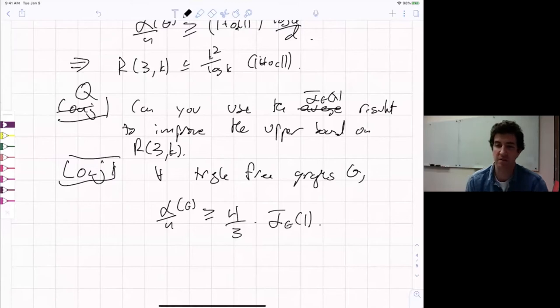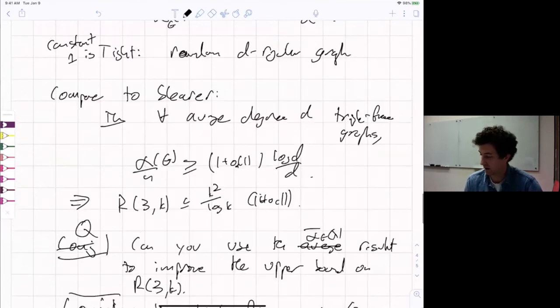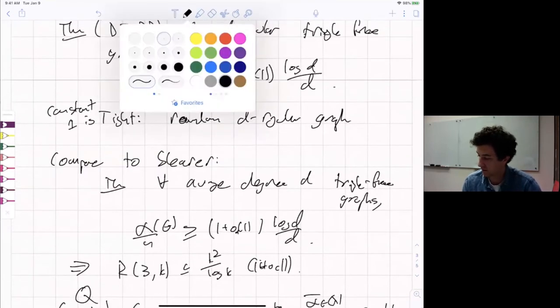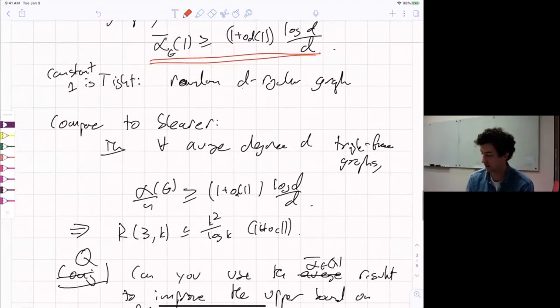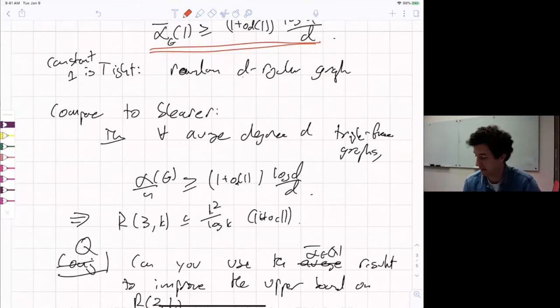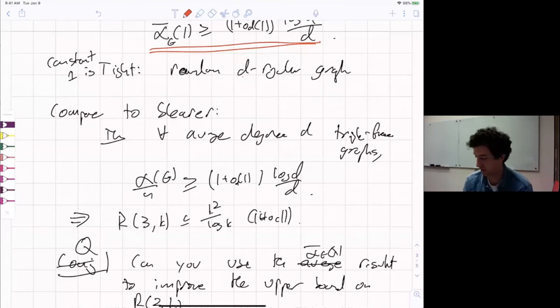And currently the gap between upper and lower bound for R(3,k) is a factor of four. There's a potential to gain a factor two from Shearer's upper bound, because while this average result here is tight for the random d-regular graph, Shearer's result is not tight. There's a potential factor two to be gained, because the largest independent set in the random d-regular graph is twice log d over d. I think it would be great if someone is able to figure out how to leverage this average independent set size result to gain that factor two in Shearer's bound.